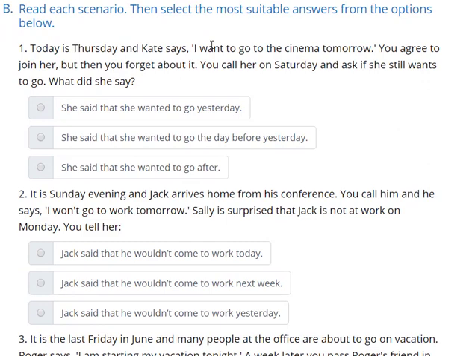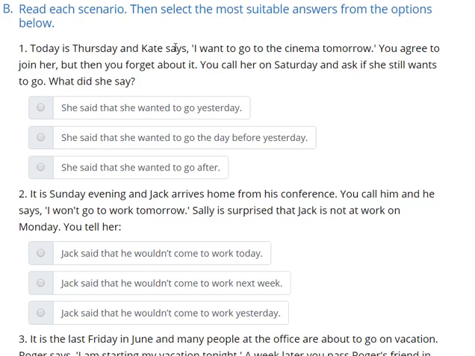Read each scenario, then select the most suitable answers from the options below. Today is Thursday, and Kate says, "I want to go to the cinema tomorrow." You agree to join her, but then you forget about it. You call her on Saturday and ask if she still wants to go. So let's do the math real quick.